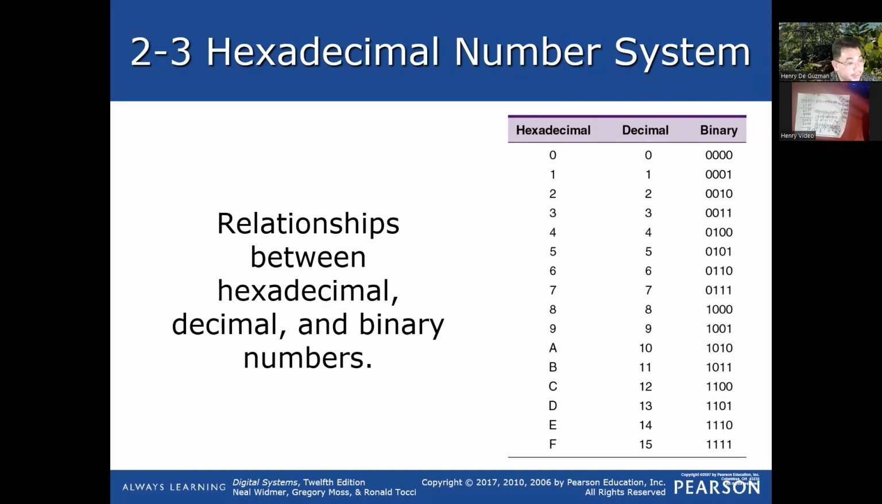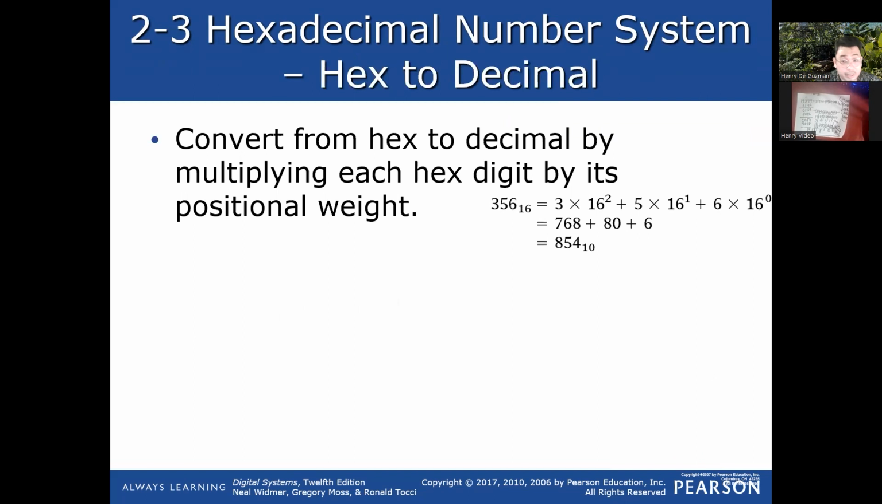Okay, so let's continue. Convert from hex to decimal. Ito yung sinasabi natin, by multiplying each hex digit by its positional weight. So actually 356. 3 is 16 to the 3 minus 1, that is 16 raised to 2 times 3. So that is 768.